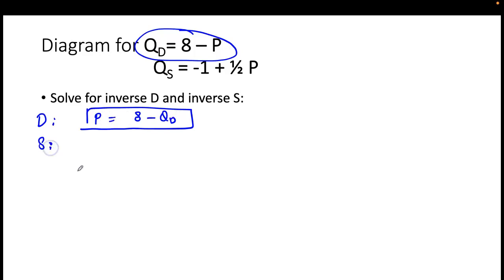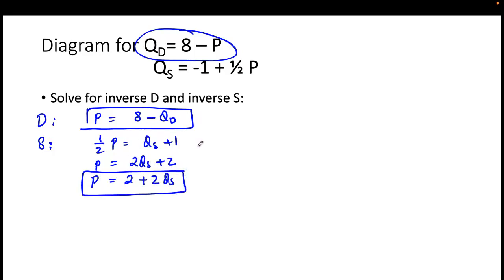And let's solve for my inverse supply curve. I have to rearrange this equation, so P is a function of QS. So I have half P equals QS plus 1. Get rid of the 1 half, so I multiply both sides of the equation by 2. I have P equals 2QS plus 2, or I like writing the vertical intercept first, so it is 2 plus 2QS. And these two are now your equation 3 and 4.